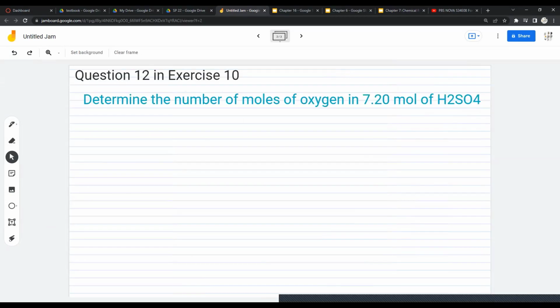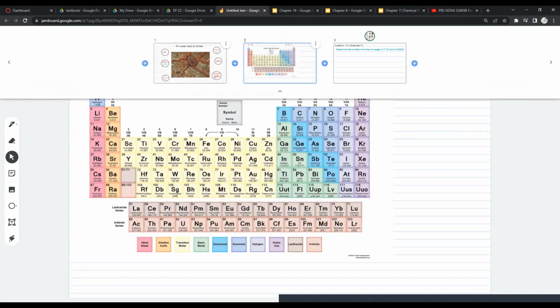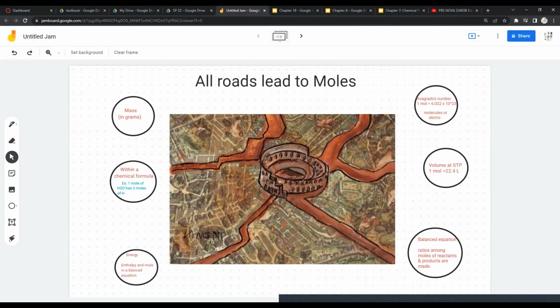So as we know, we're asked for the moles of oxygen, and we're given moles of, oh, I don't think we actually needed to find the molar mass. We are given the moles of sulfuric acid. So if you go over here, you are given moles. So here's a chemical formula, H2SO4, 1 mole of it has 2 moles of hydrogen, right? So within a chemical formula, you can find the moles or grams of any of those things. So let's actually go ahead and do it for this question.